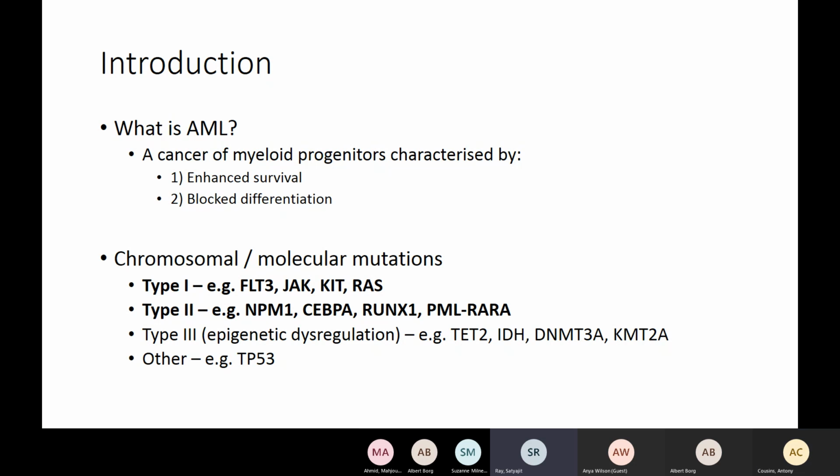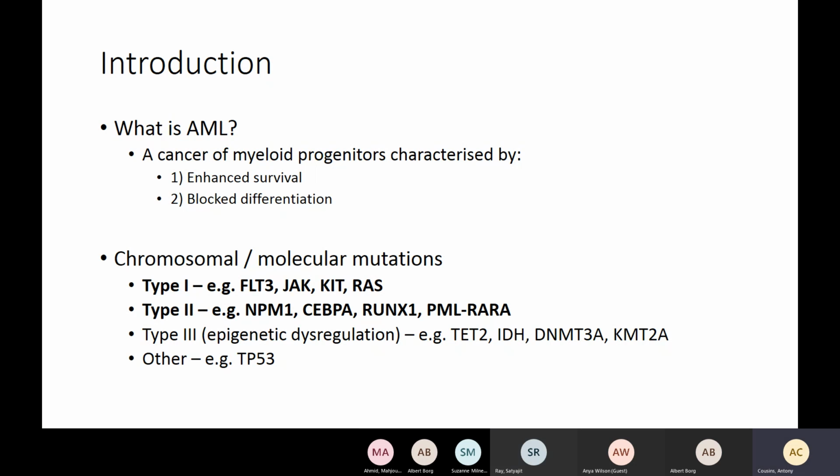Yeah, that's good. Can I ask a wee question just there? Yeah, of course. So during the treatment of AML, can the molecular mutations change? So could somebody have FLT3 and later have RUNX1?